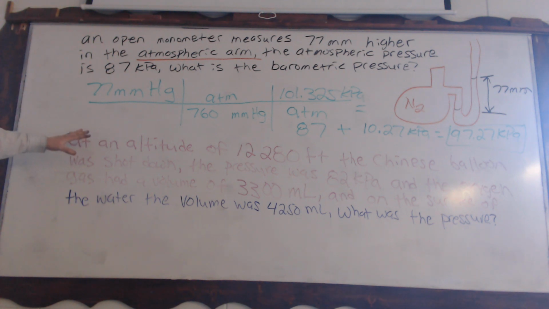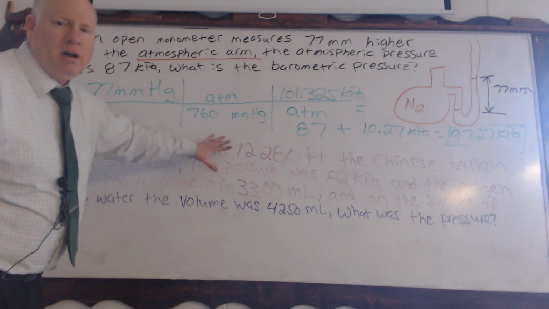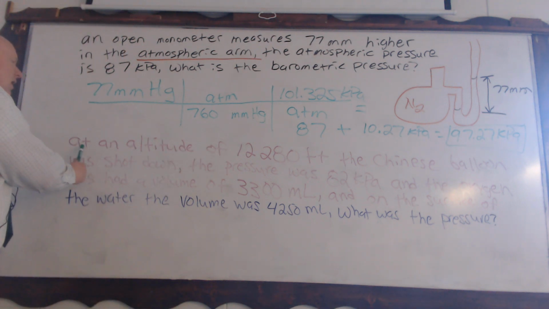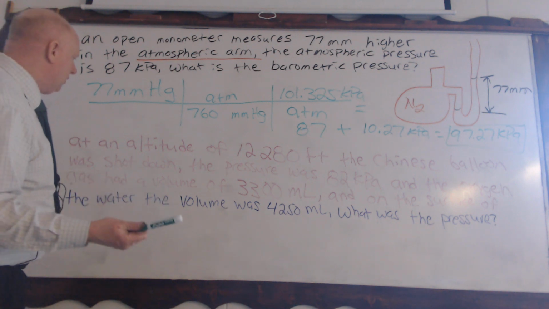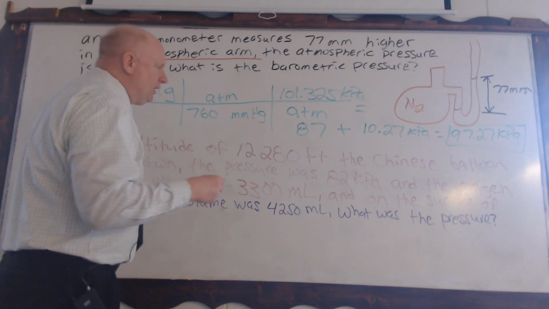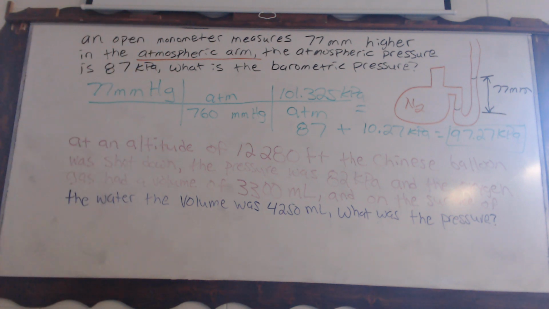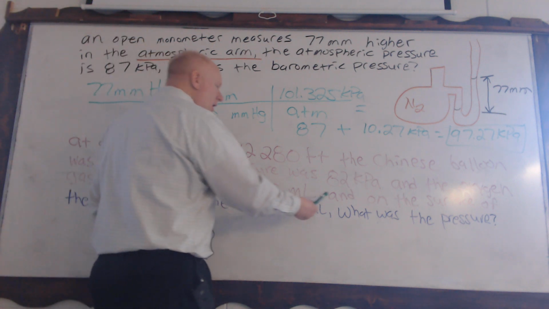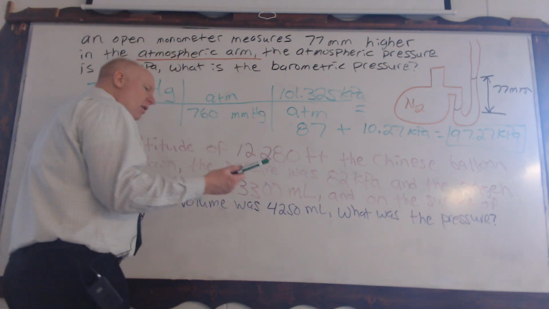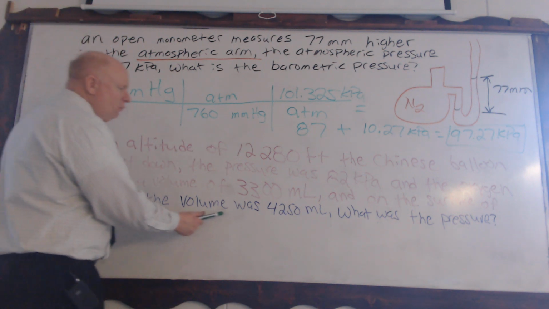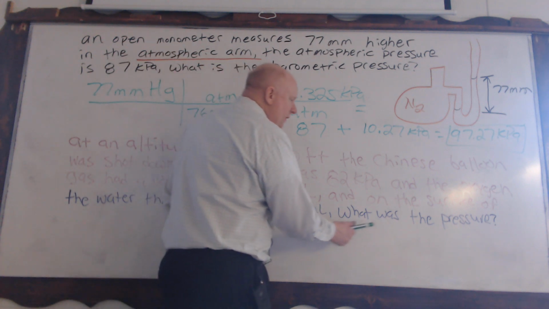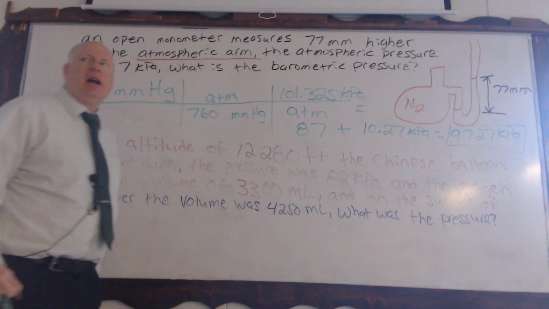Just like with physical science, the best thing that you can do is write down your given information. Now, that's after you've read the problem, because I know it's a little blurry on here. It says, at an altitude of 12,280 feet, this Chinese balloon was shot down off the coast of South Carolina. The pressure was 82 kilopascals, and the oxygen gas had a volume of 3,300 milliliters. And on the surface of the water, where that balloon was maybe collected, we could presume that the volume was 4,250 milliliters. What was the pressure at sea level?